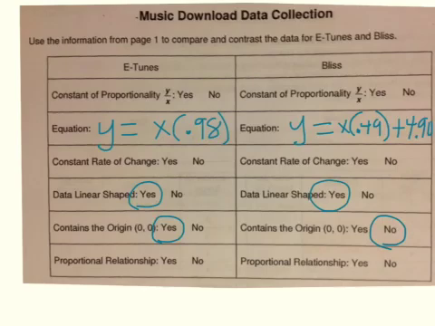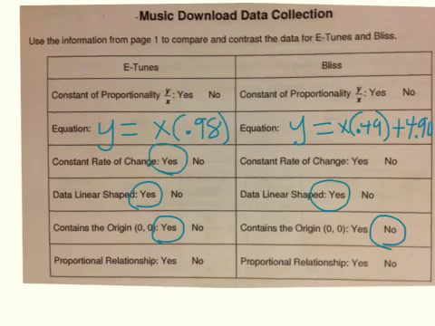Now, a constant rate of change. When I went from one song to two songs, it always changed. For eTunes, how much did it change? 98 cents. When I went from 2 songs to 3 songs, did it still just change 98 cents? Yes. Okay, so for eTunes, from one song to the next song, it kept changing 98 cents, 98 cents, 98 cents. So that one has a constant rate of change.